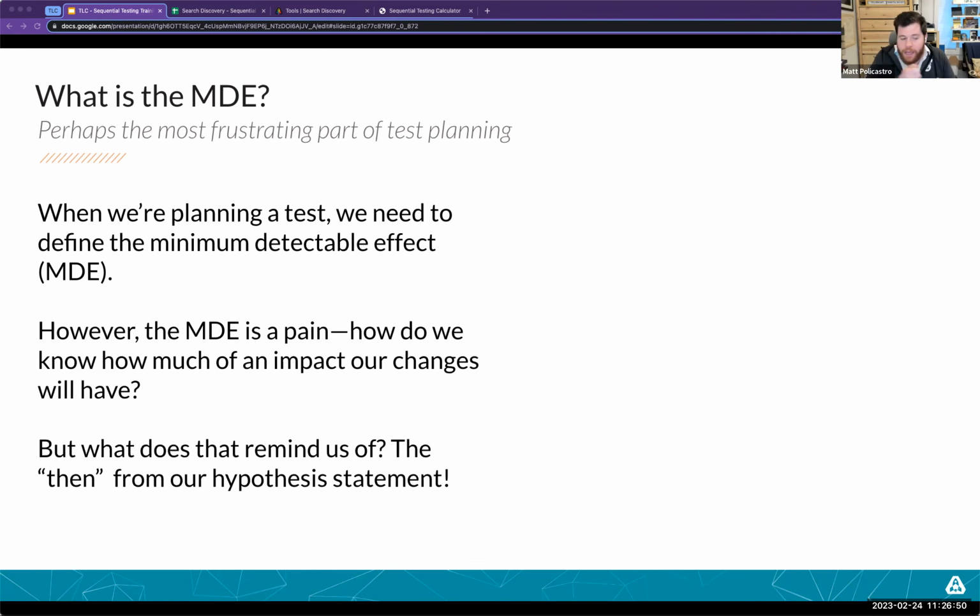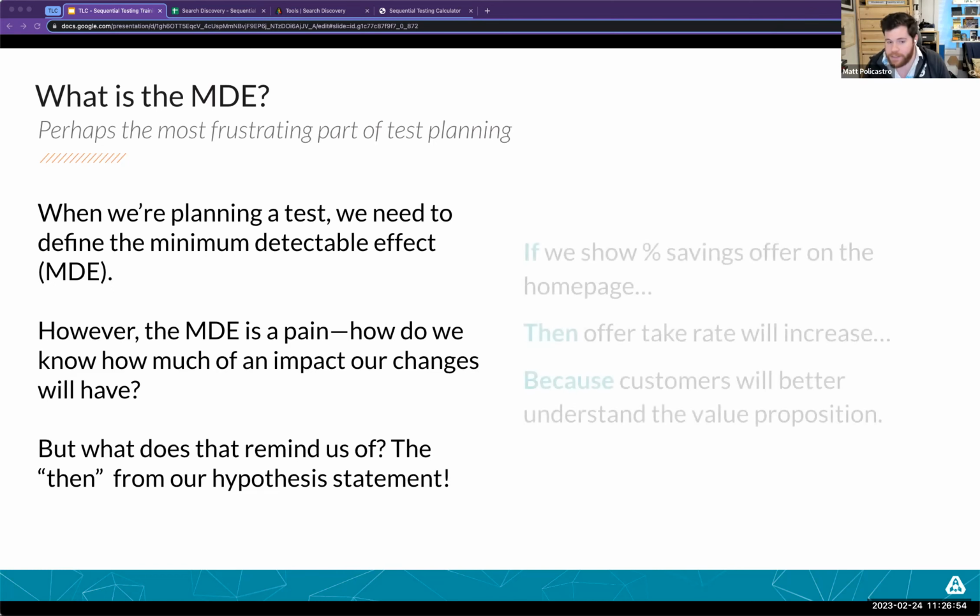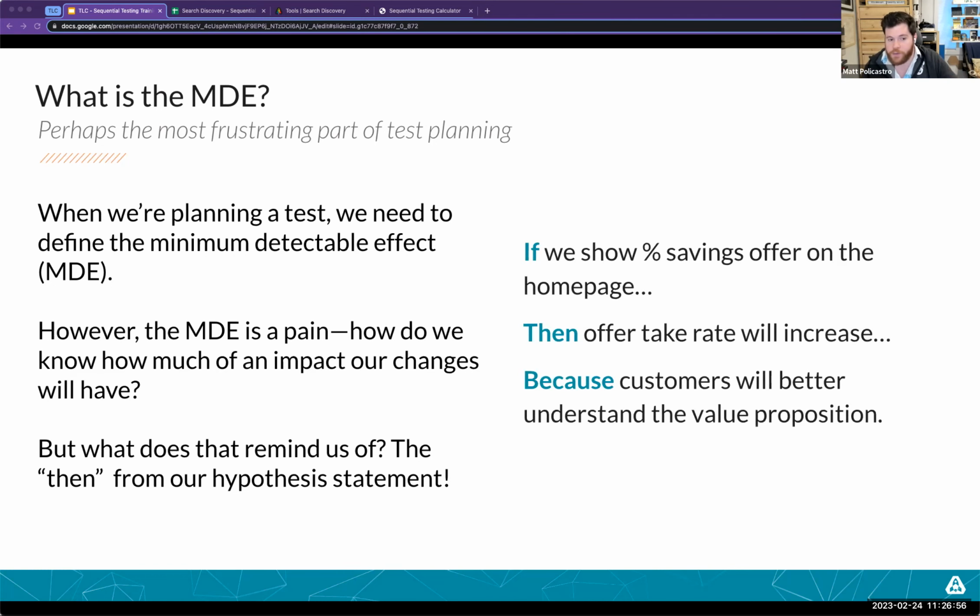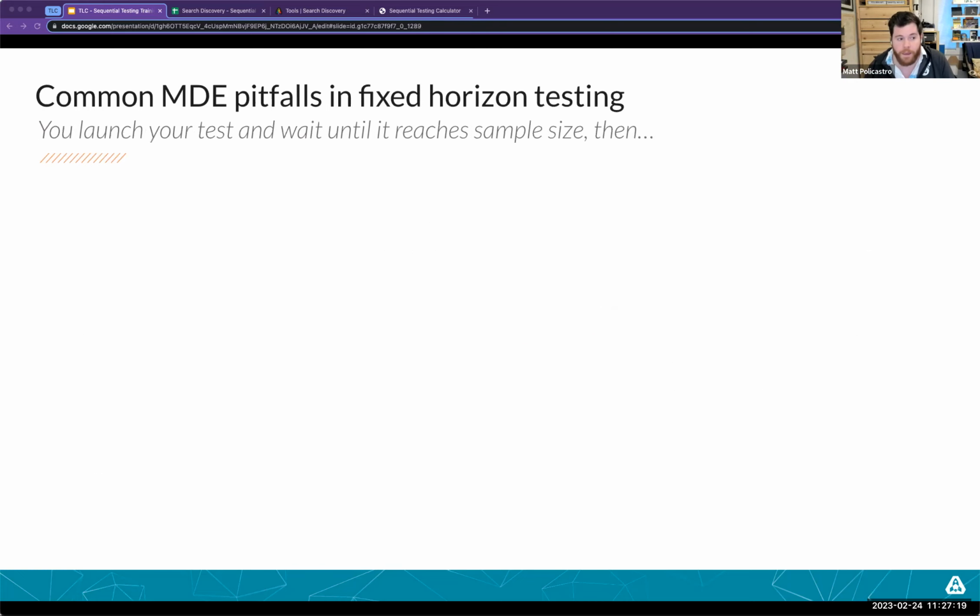But what else can we frame this as? Well, we can frame it as the "then" from our hypothesis statement. So if we're looking at this one, if we show percentage savings offer on the homepage, then take rate will increase because customers will better understand the value proposition. That "then" statement is saying, this is our primary KPI, and this is where we can get really specific about when we should care about this value. Is it going to be a 5% increase in take rate? Is it going to be a 10% increase in take rate? That's where we can figure this out.